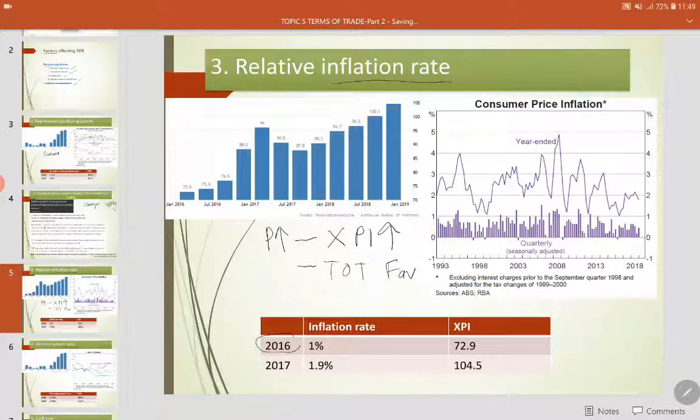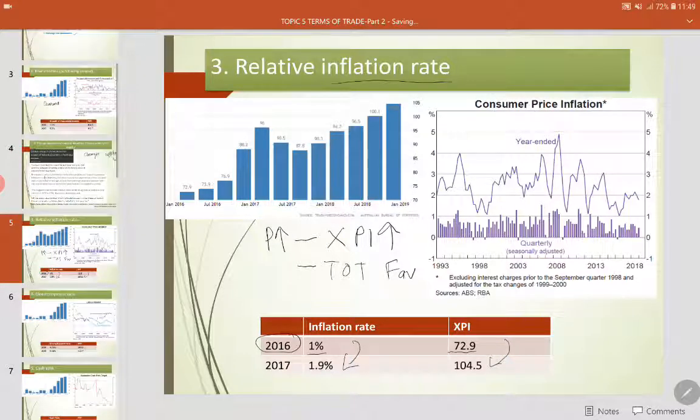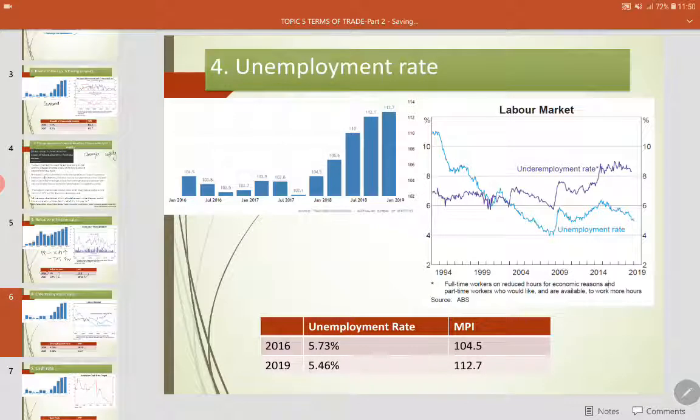Check with the example here. In 2016 inflation rate was 1% and XPI was 72.9. In 2017 inflation rate rose and that caused export price index to increase to 104.5. So when price increases, export price index rises and TOT will become favorable.